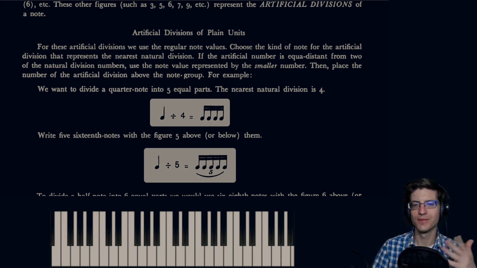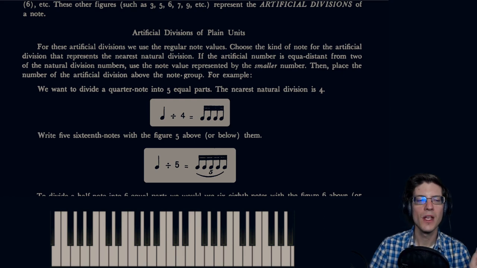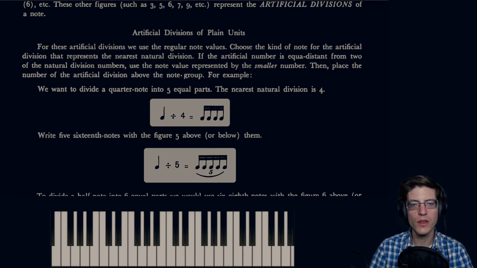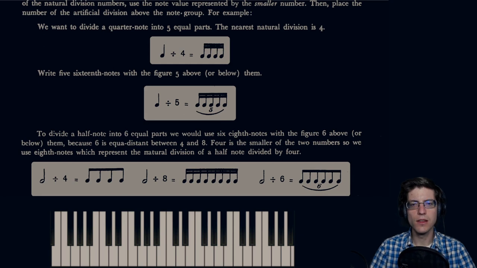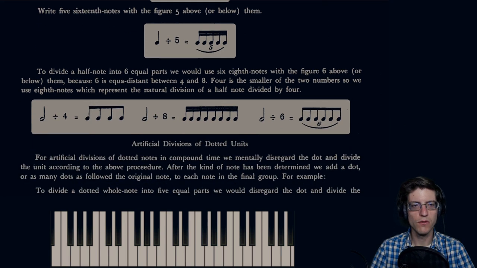So therefore, we go down to the, we take a quarter note divided by four. That gives us 4/16th notes. You take your note and then you divide it into four, so it's 16th notes. You then write 5/16th notes with the number five above. So you simply take your nearest division, tack on the extra value to get your artificial division, and then have a slur underneath, I believe that would be called a slur, and then five, and that is your artificial division.